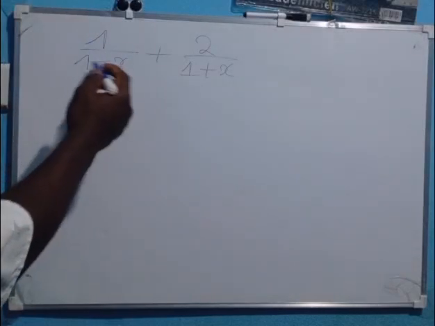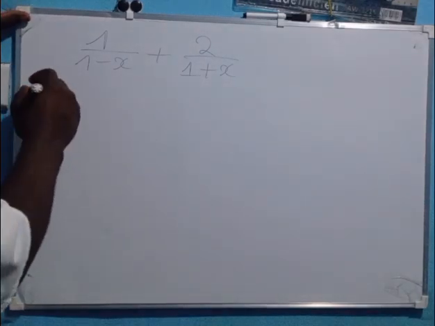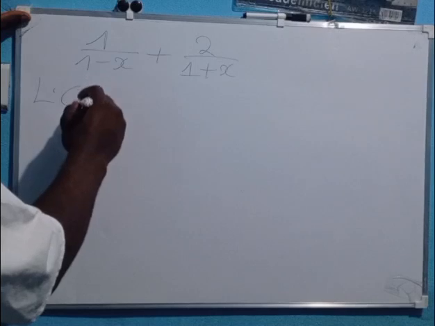1 all over 1 minus x plus 2 all over 1 plus x. We are to add these two algebraic fractions. First thing, for us to add these two algebraic fractions, we need to start by finding the LCM of their denominators.